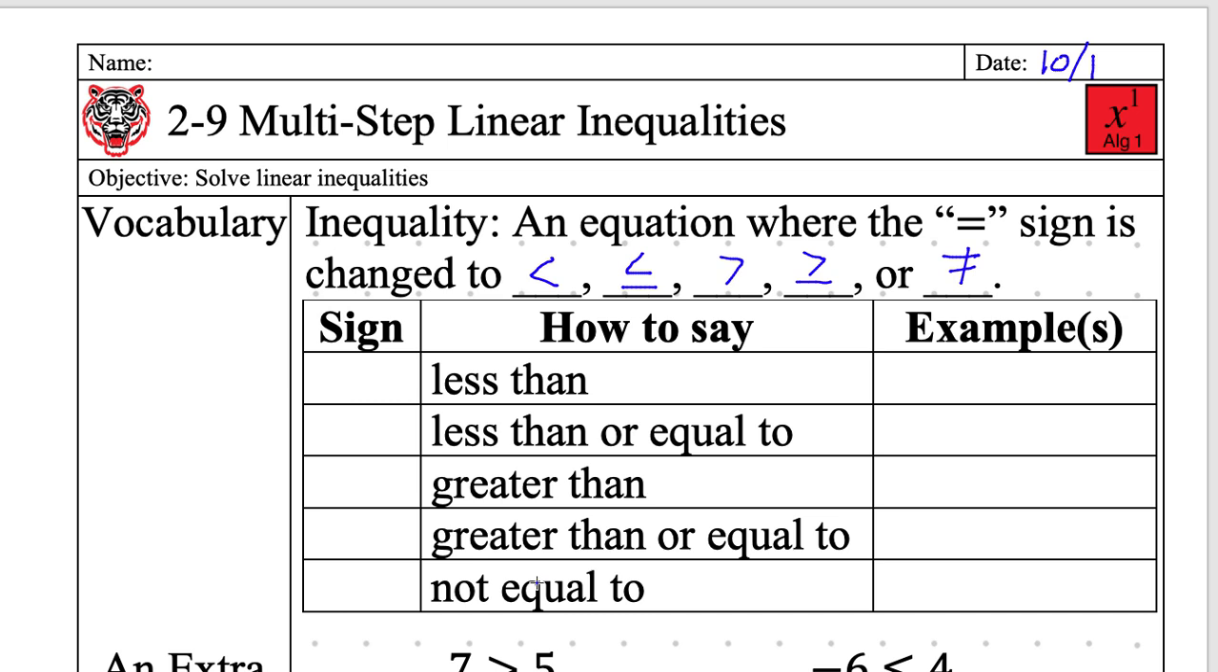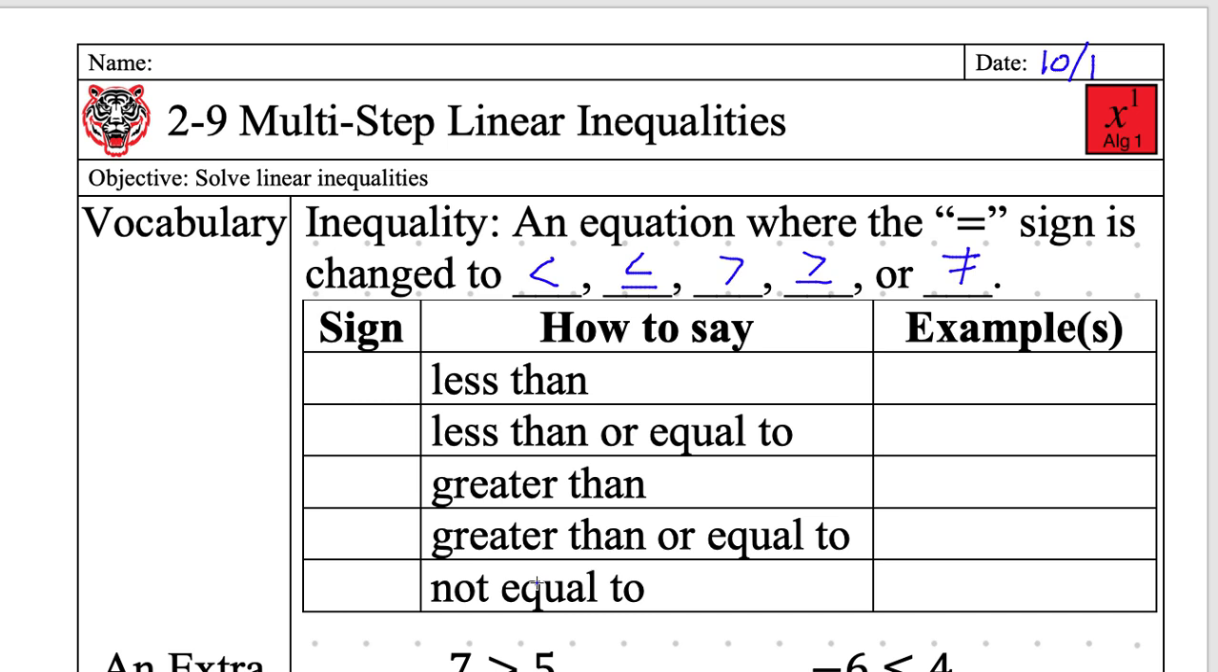Perfect. All right, so we know what all of our symbols are. Make sure that you have them written down. Make sure you know how to say them. I don't know how you guys learn these, but when I was in 7th or 8th grade, I always learned that the alligator tries to eat the bigger one. So if this one is going this way, this one is bigger, which means this one is less. Alligator's eating the bigger, that means this one is smaller. This says less than.